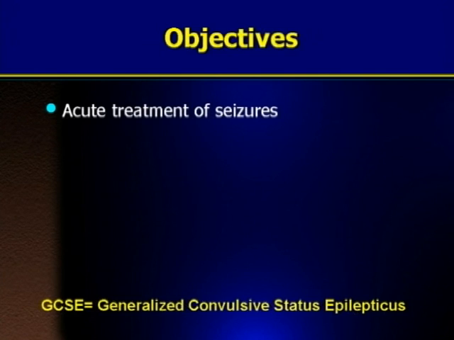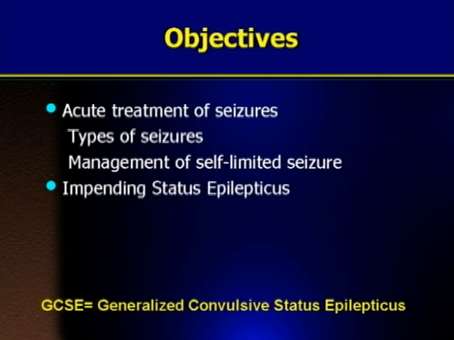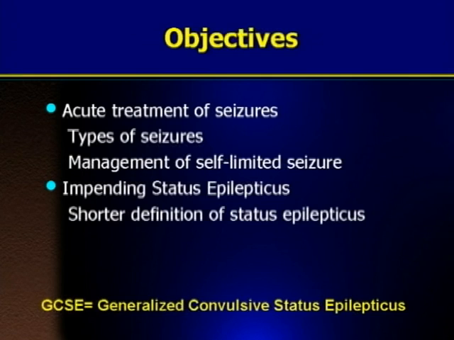by that is when someone has a discrete self-limited seizure. We'll talk about types of seizures so you know what to expect when you come upon a scene, and also management of self-limited seizures. Then separately we'll talk about what I'm calling impending status epilepticus, that is, a long seizure that doesn't stop spontaneously and requires acute medical intervention. We'll talk about a new, shorter definition of status epilepticus or impending status.